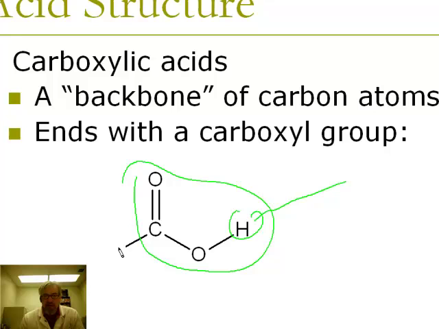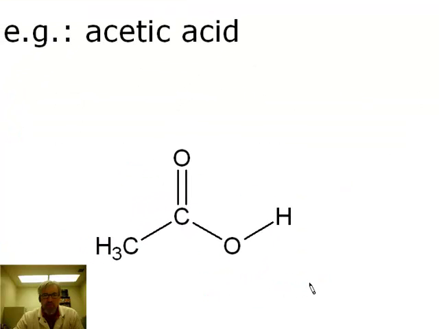What's attached here, well, it could be just an H, but most often it's going to be a carbon that could be attached to any number of carbons. So this could be a long chain of carbons here, or a very short chain. And this COOH is often condensed or shortened to COOH when you're just writing out formulas rather than drawing out structures. Here are two important carboxylic acids. This is acetic acid.